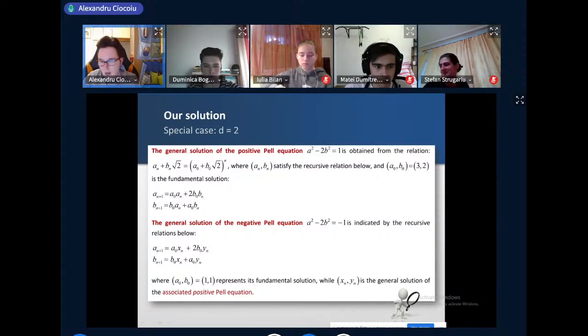The general solution of the negative Pell equation, a squared minus 2b squared equals minus 1, is indicated by the recursive relations written below, with a_0 and b_0 being the pair 1 and 1, which represents its fundamental solution, while x_n and y_n is the general solution of the associated positive Pell equation.